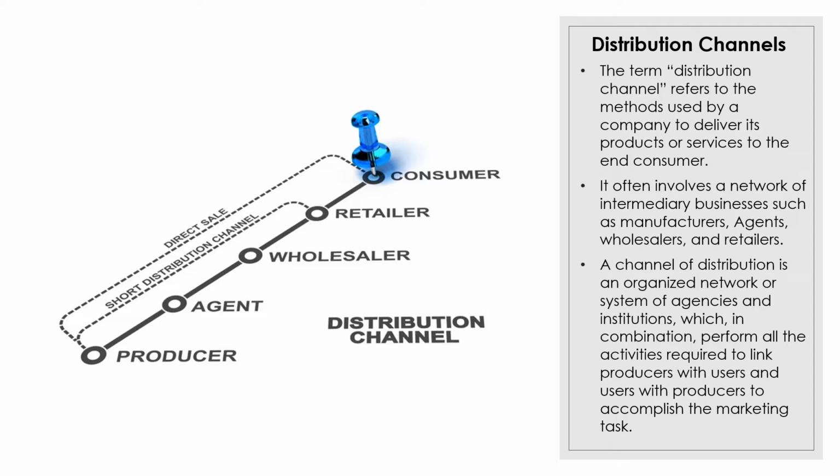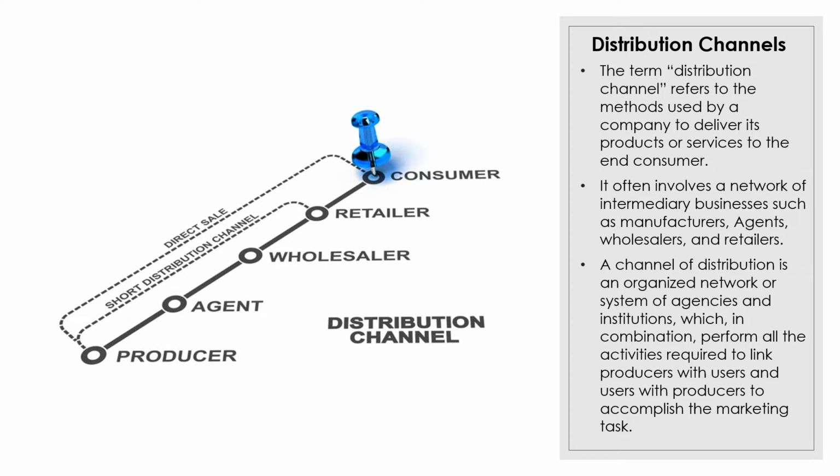If the producer sells through big retailers to the final consumer, then wholesaler and agent are eliminated, and it is called a short distribution channel. If all the retailers, wholesalers, and agents are involved in the channel, then it is called a long distribution channel because more people are involved. So distribution channel means the methods used by a company to deliver products or services to the end consumer or final consumer.